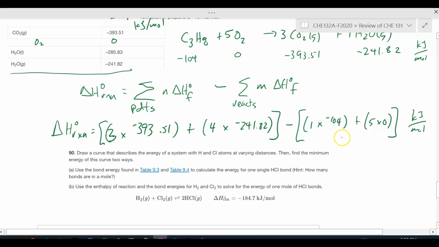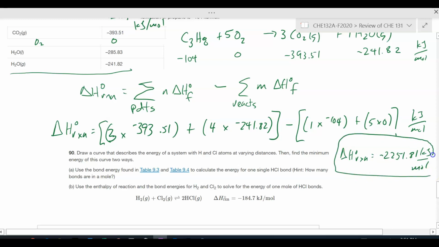All right, so I get the delta H for this reaction is negative 2251, and my negative sign doesn't look too clear there. Delta H RXN, negative 2251.81 kilojoules per mole.